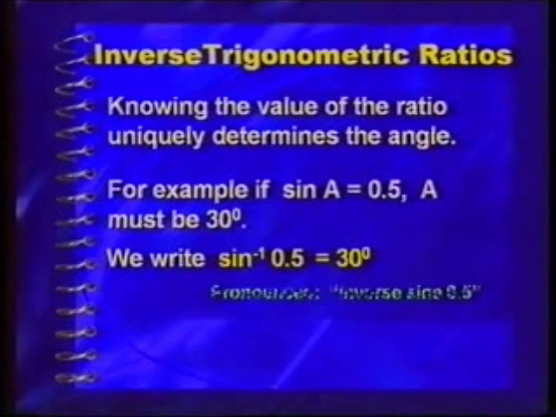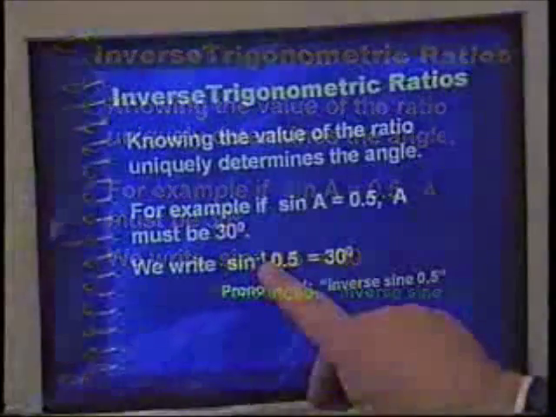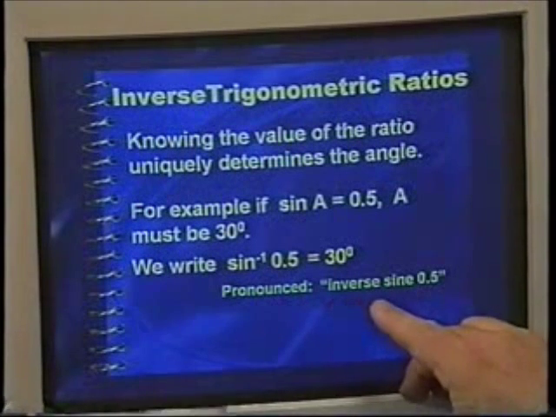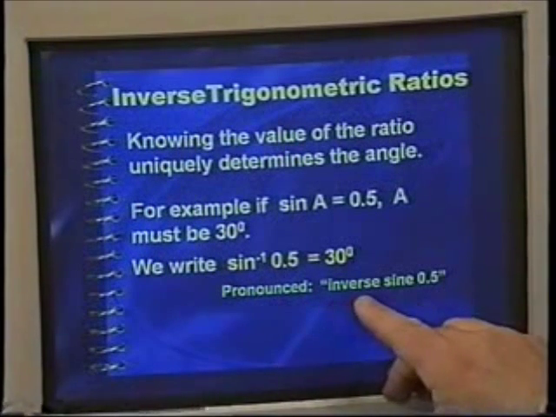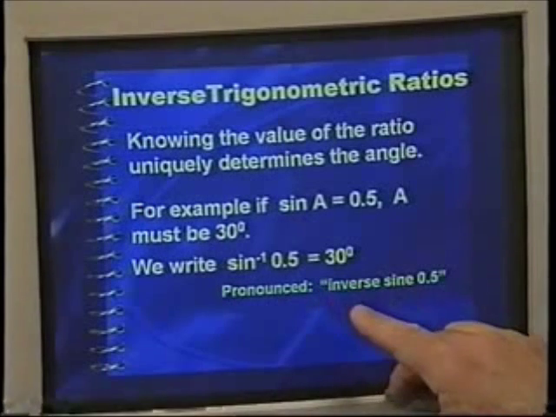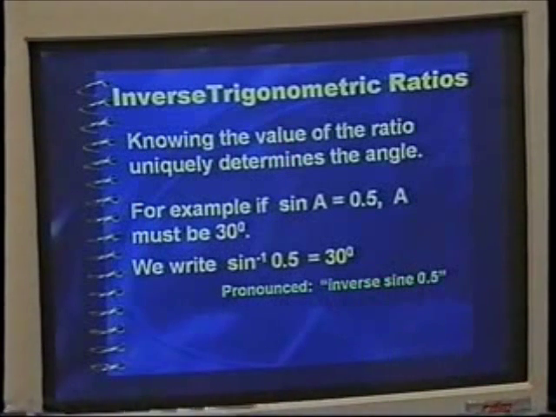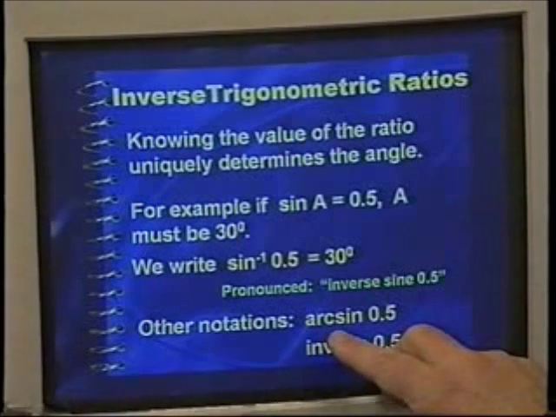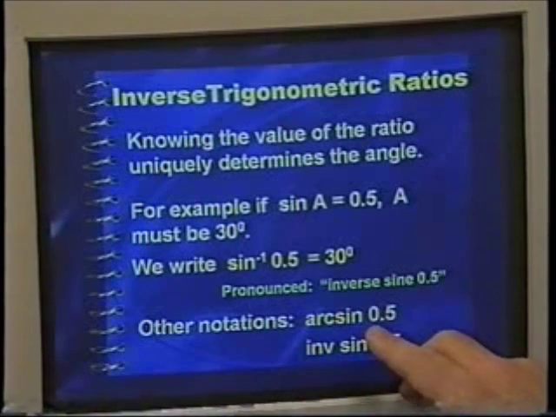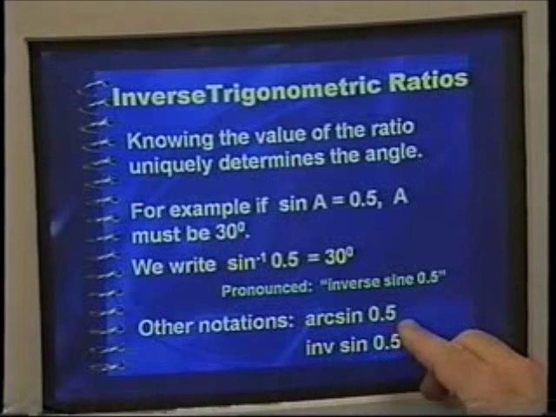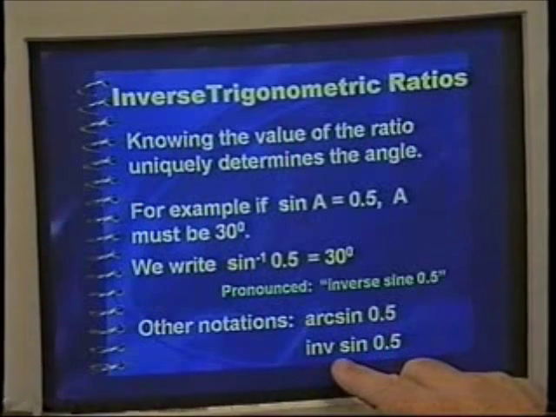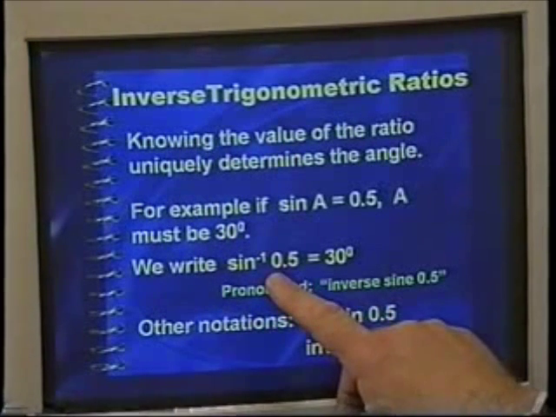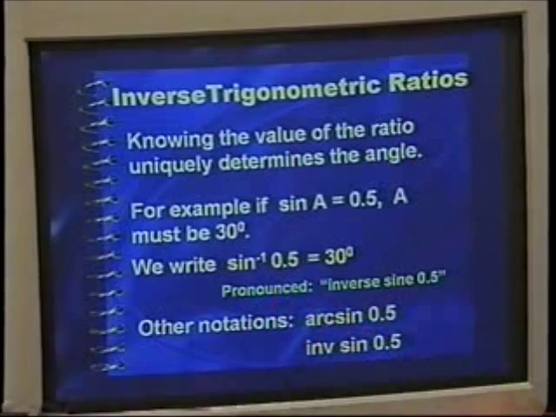Now how is that written? It's written with this inverse notation. There's a little -1 there as a power, and we actually pronounce it as inverse sine. So we would say in this case inverse sine of 0.5 equals 30 degrees. Some books use other notations, like one book might use arc sine, and that's how that is pronounced, arc sine 0.5. I don't particularly like that notation. There's another one, inverse sine. That's sometimes the way that is written. But I like this notation because that's the one that's used on the calculator.